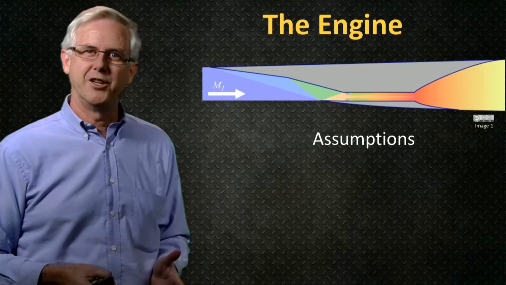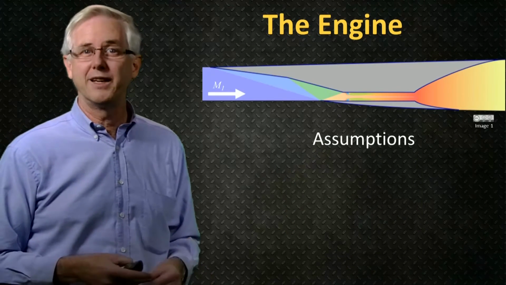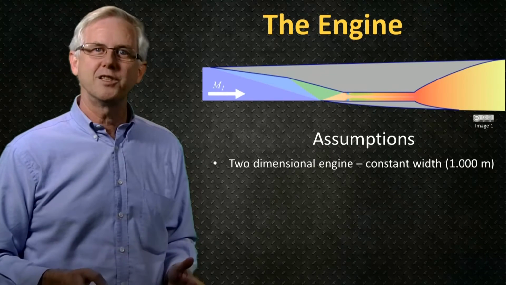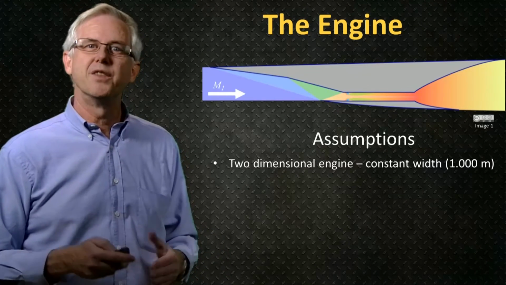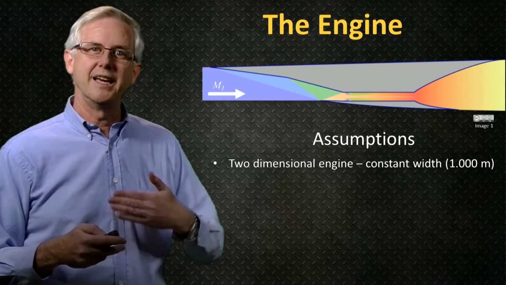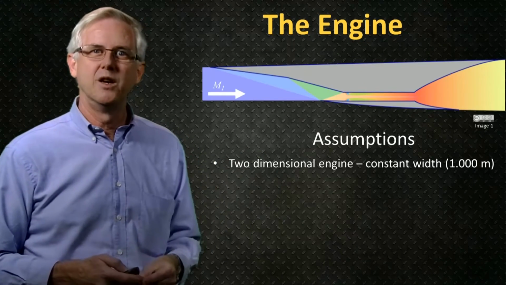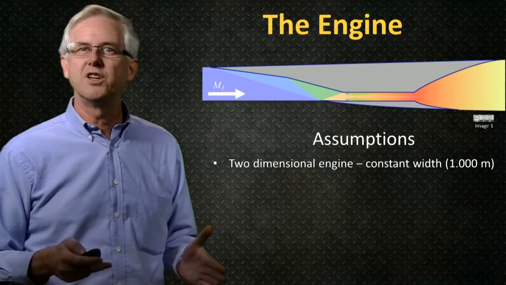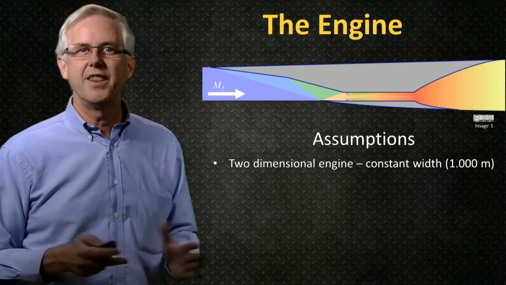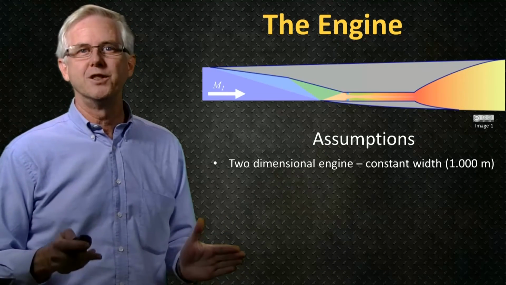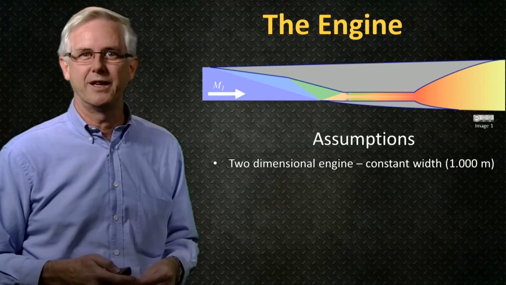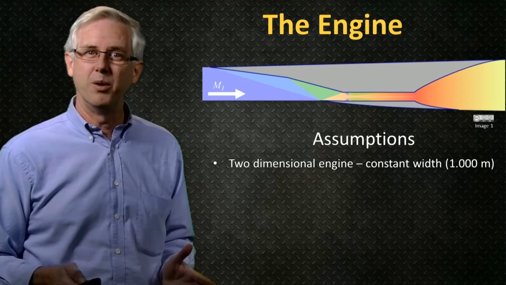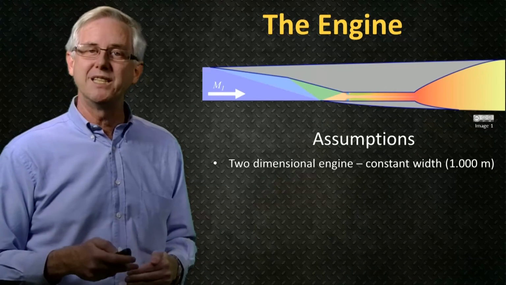In analysing this engine, you will make some simplifying assumptions. The first is that the engine is two-dimensional. This means that the width of the engine, the dimension out of the screen here, remains constant along the entire length of the engine. Therefore, there are no variations in properties of the flow in that dimension that comes out of the screen. And to make it simple, your engine will be 1 metre in width.